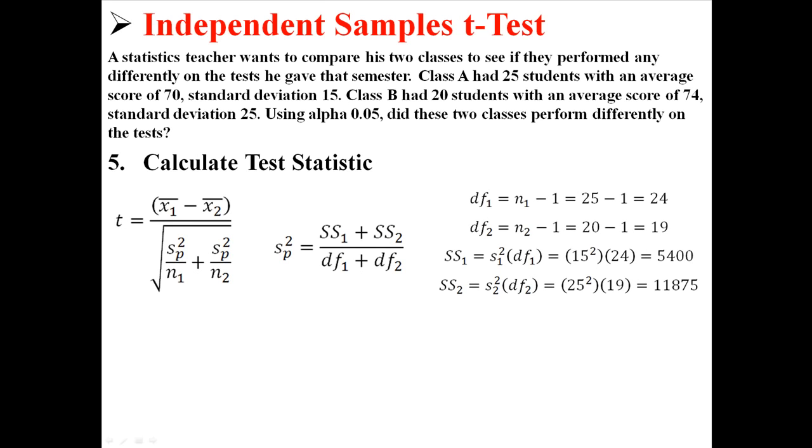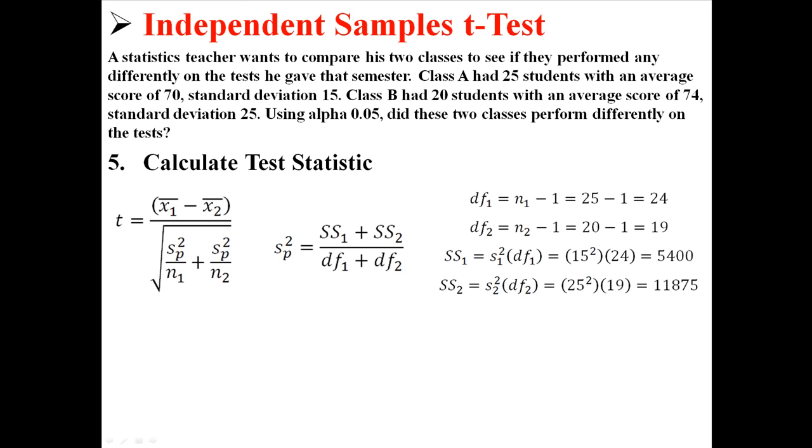Degrees of freedom for each sample is easy. It's just the sample size minus 1. So the sample size for N1 for Class A is just 25 minus 1, or 24. And the sample size for Class B is just 20 minus 1, or 19. That's easy. Now the sum of squares is the variance of each times their respective degrees of freedom.